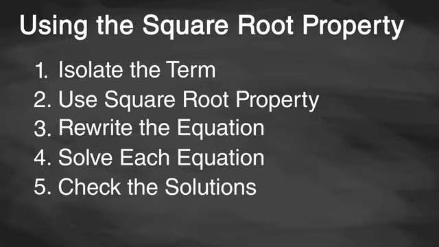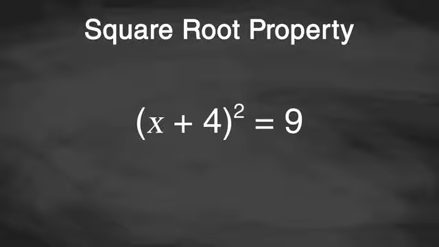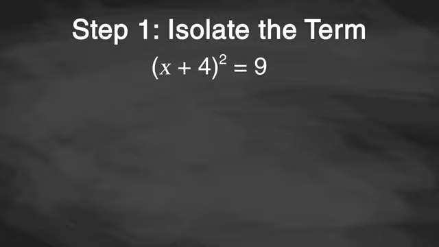Finally, check the solutions. Let's use the square root property method to solve the same equation that we solved using the distributive property method, (x + 4)² = 9. Step 1. Isolate the quadratic term and make its coefficient 1. This step is already completed because the quadratic term of the quantity x plus 4 squared is by itself on the left side of the equation. The coefficient is 1. It's implied, even though it's not written.